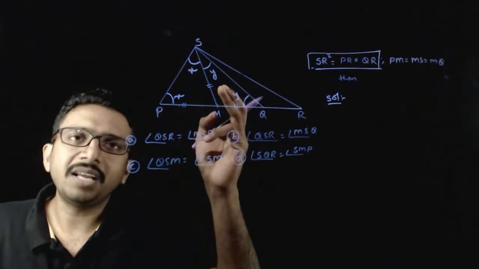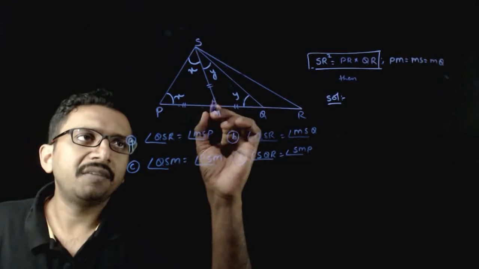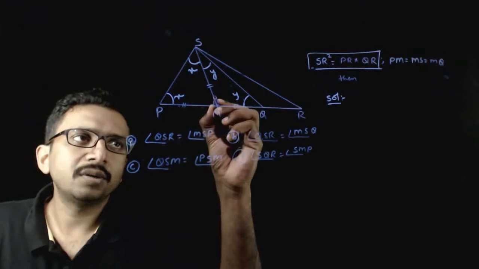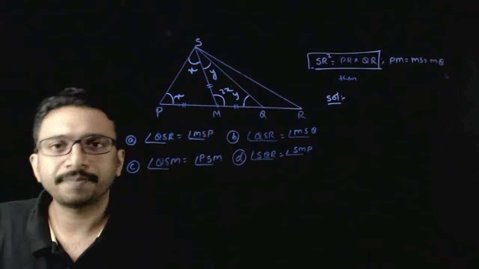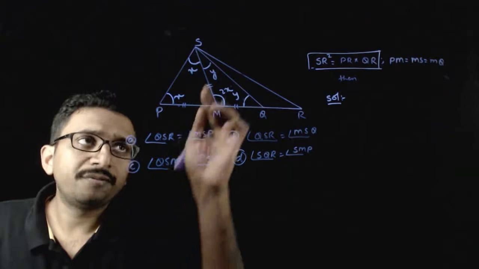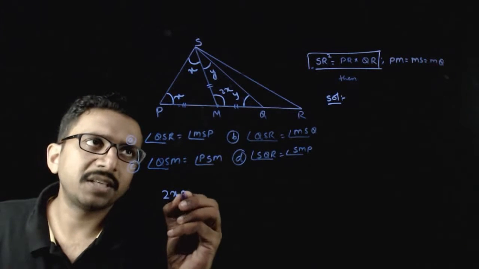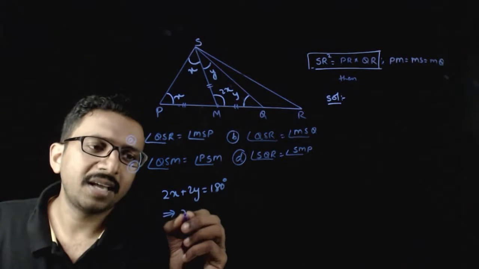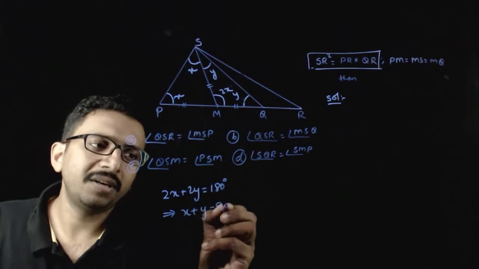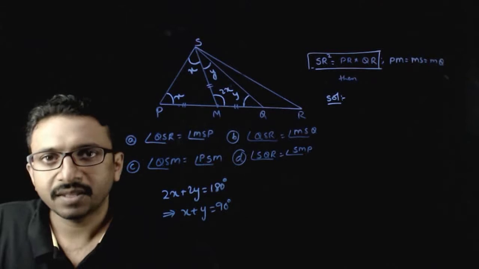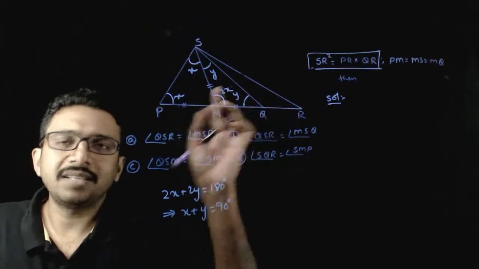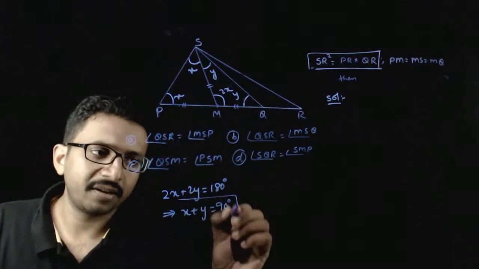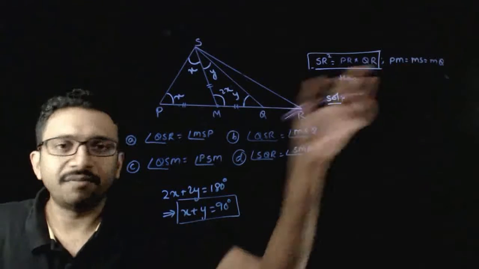Now you can find the relation between X and Y if you want, because this exterior angle is equal to the sum of the interior angles. So this will be equal to 2x. So from this triangle, 2x plus 2y should be equal to 180 degrees. This implies x plus y is equal to 90 degrees. So this angle plus this angle should be equal to 90 degrees. That's one statement that you can make out of this information.